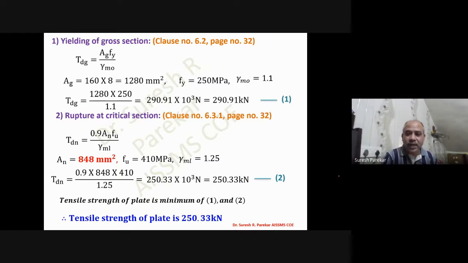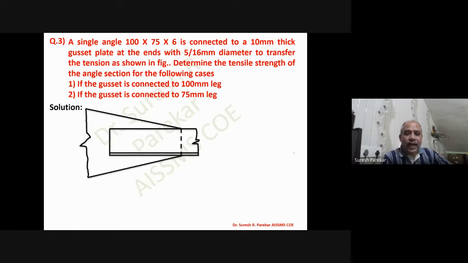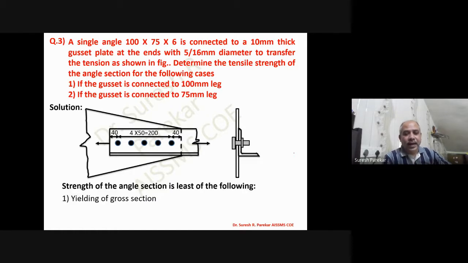Then we can go to the next, which will be analysis of angle section. Then we have 175.6, and the problem is solved by connecting the 100 mm leg and the 75 mm leg, that is longer and shorter. The aim is to see which connected leg will give more strength. So now in this one, we have given 5 bolts of 16 millimeter, pitch is given 50, and end distance is given as 40 millimeters.